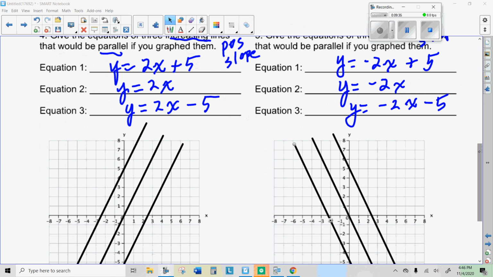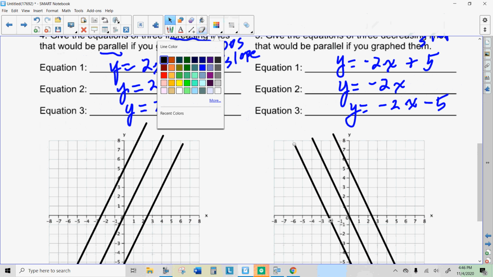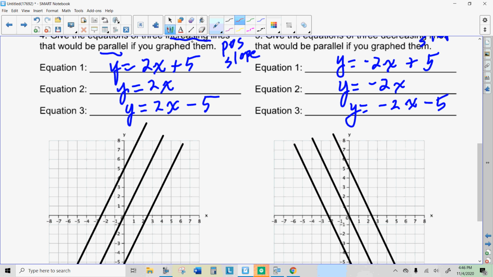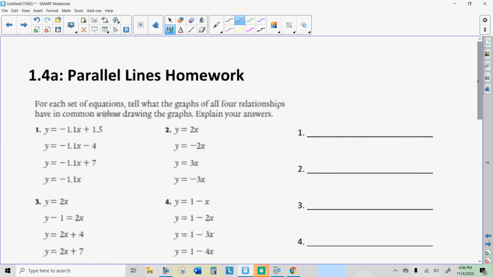All right, so here are my choices. Notice I kept the coefficient the same. And it's positive for these 3, and they're parallel. And then on the second group, I made my coefficient negative to make them decreasing lines, and they're all the same. All right.